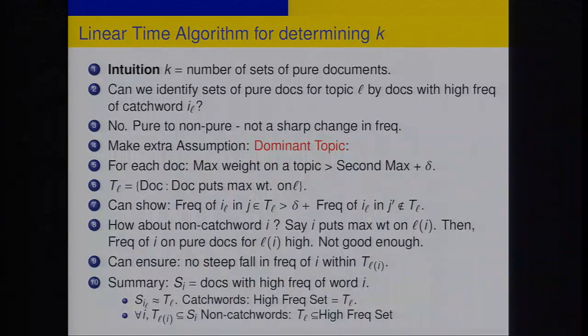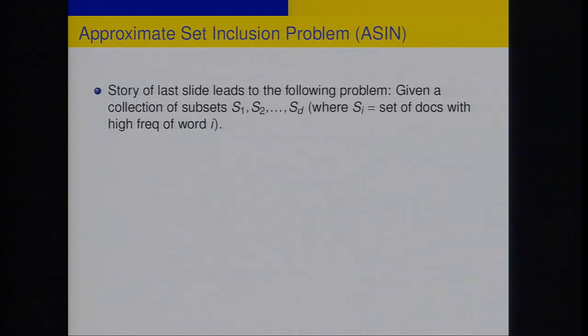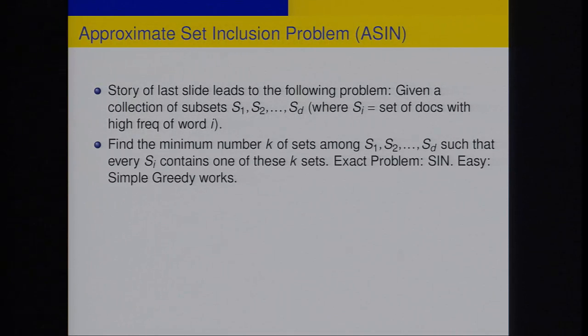Okay. Now, you can forget all of what I said so far. We will now formulate a purely combinatorial problem which comes out of that argument. You can pay attention to this afresh, even if you didn't remember all of that. The story of the last while leads to the following problem. You're given a collection of sets S1 through SD. In our setting, SI is a set of documents with high frequency word I. We want to find the minimum number K of sets among these, those would be sort of catchwords, such that every one of the SI contains one of these sets.